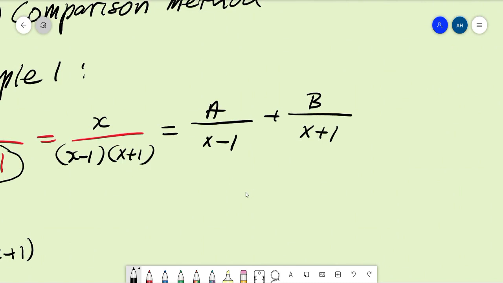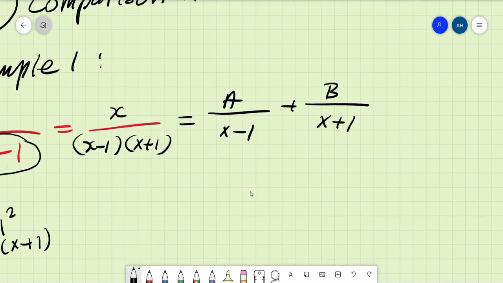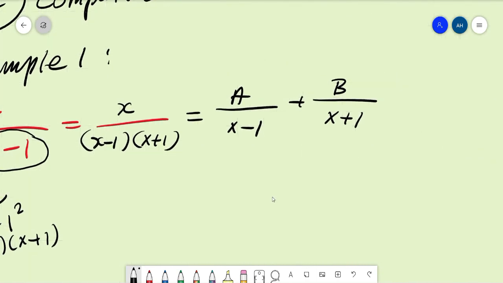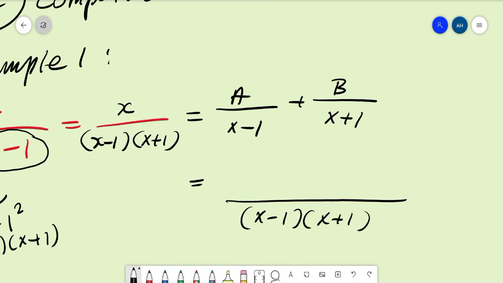What's left is to find the values for a and b. So let's take the common denominator. On the left hand side we have x minus 1 and x plus 1, like this. Then a has to be multiplied by x plus 1, plus b has to be multiplied by x minus 1.